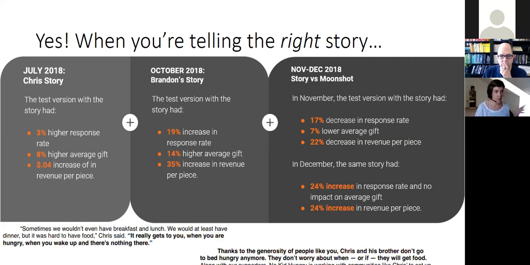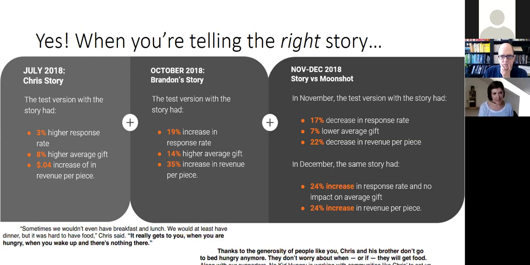And so we saw really great results in July with the Chris story. The test version had a 3% higher response rate, an 8% higher average gift, and a 4-cent increase in revenue per piece. Similar story with the October acquisition. So the test also had a lift in response rate, lift in average gift, and lift in revenue per piece.